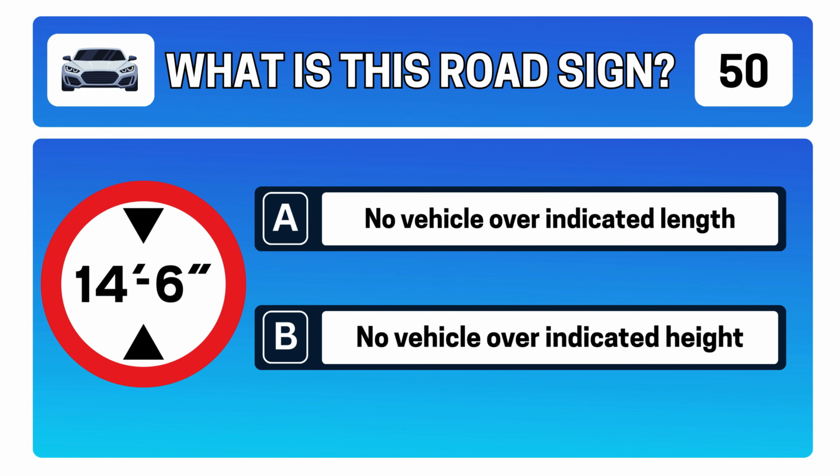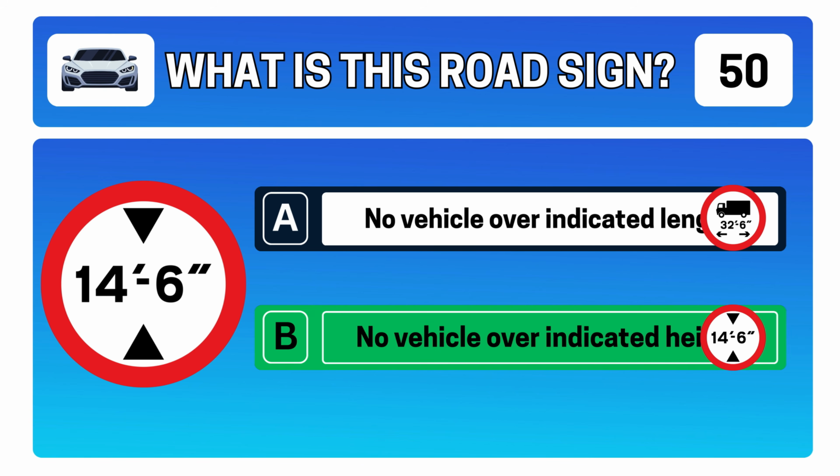What is this road sign? A. No vehicle over indicated length. B. No vehicle over indicated height. Nicely done. That is the no vehicle over indicated height sign.